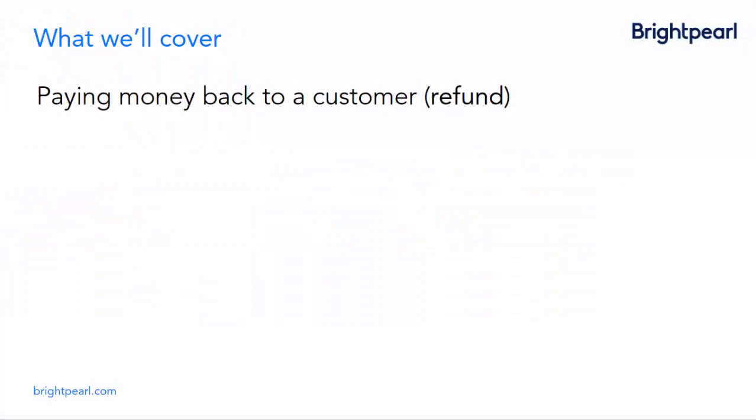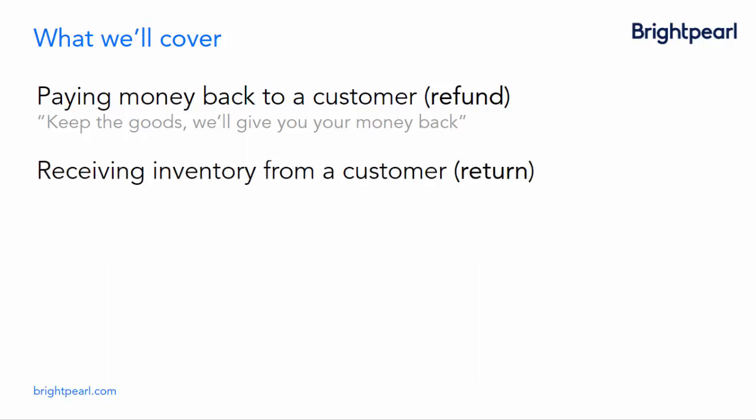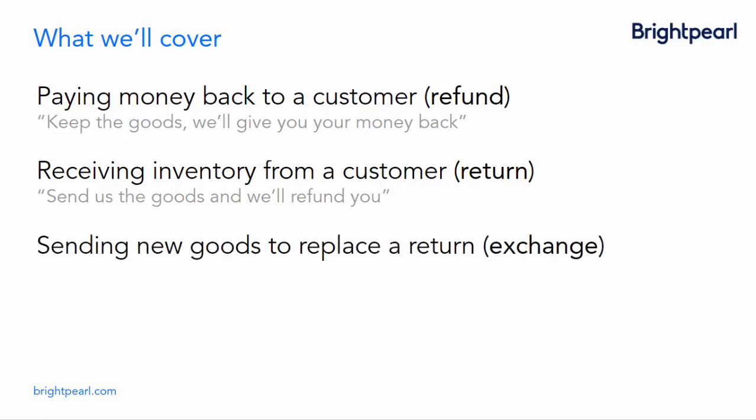We're going to be paying money back to a customer, which we call a refund. In other words, keep the goods and we'll give you your money back, either all of it or part of it. We'll be receiving inventory from a customer, which we call a return, which is essentially the customer sending us the goods back and then we'll refund you. And then finally, we'll be sending new goods to replace a return, and that's what we call an exchange.